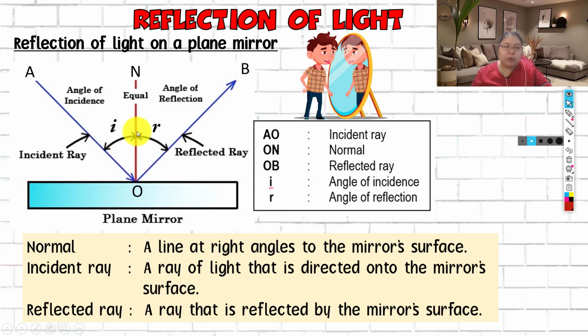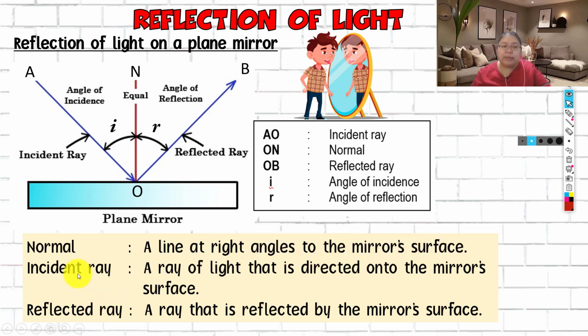Next we have the angle. The angle between N and A, this one we call the incident angle, or you can say angle of incidence. Then the angle between N and B is the refracted angle. So from here, they explain what normal means. Normal is a line at right angle to the mirror surface.